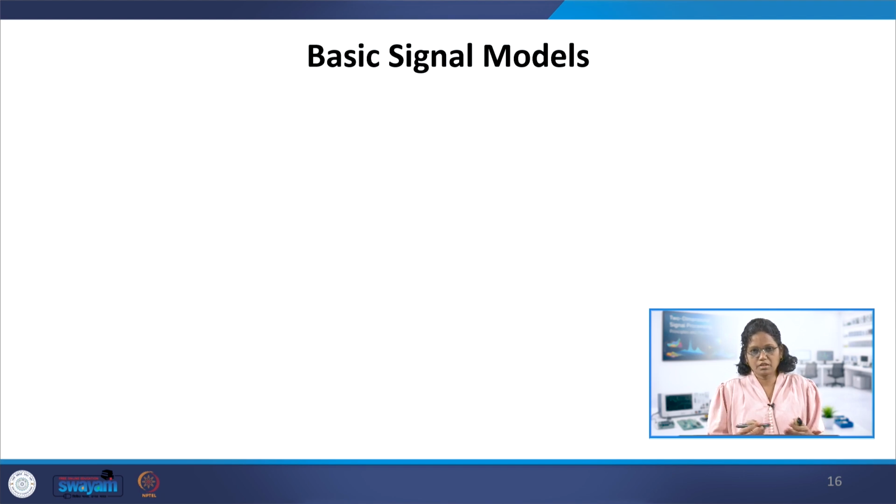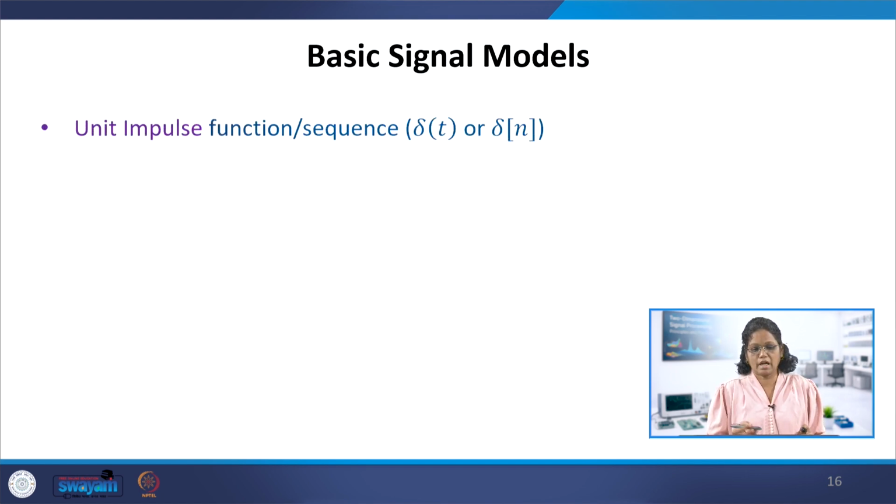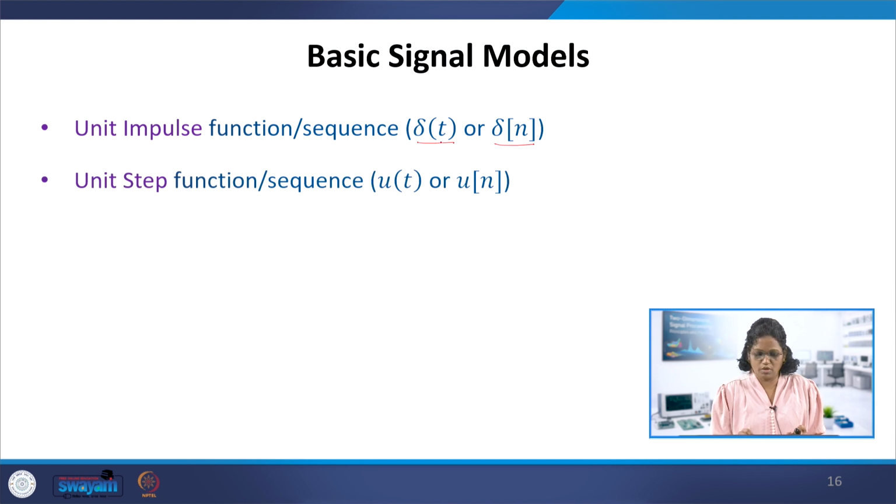Now the signal models: what are the signal models we have in general in signal processing, so that we can use these models to make the mathematical expression of a signal captured in real time? We can always express the signal with these models. The first one is the unit impulse function. We know that delta of t is in continuous time, and in discrete sequence it is delta of n, which is defined at n equal to 0, t equal to 0 only. That is one basic signal model.